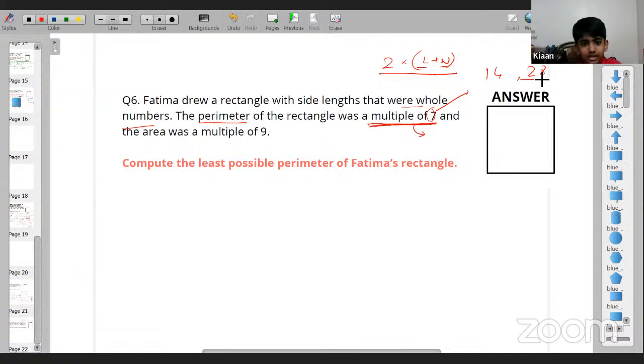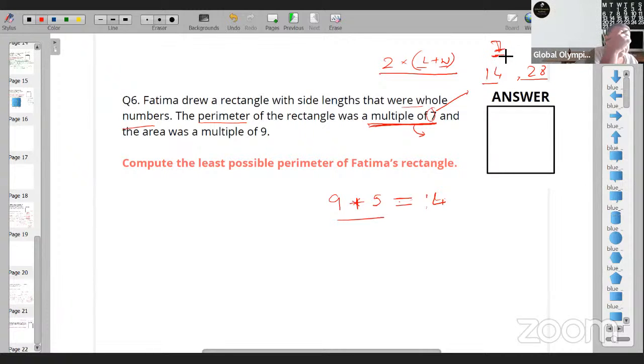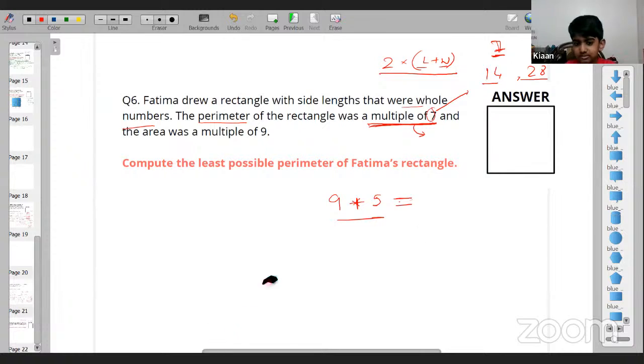Okay, so I took 9, and first I decided to take the smallest multiple of 9 and add it to the least possible number which would give a multiple of 7, which is 14, half of the perimeter. So the perimeter is 14 into 2, which is 28. The sides are 9 and 5, and so twice of their sum is 28. That's how I got the answer.